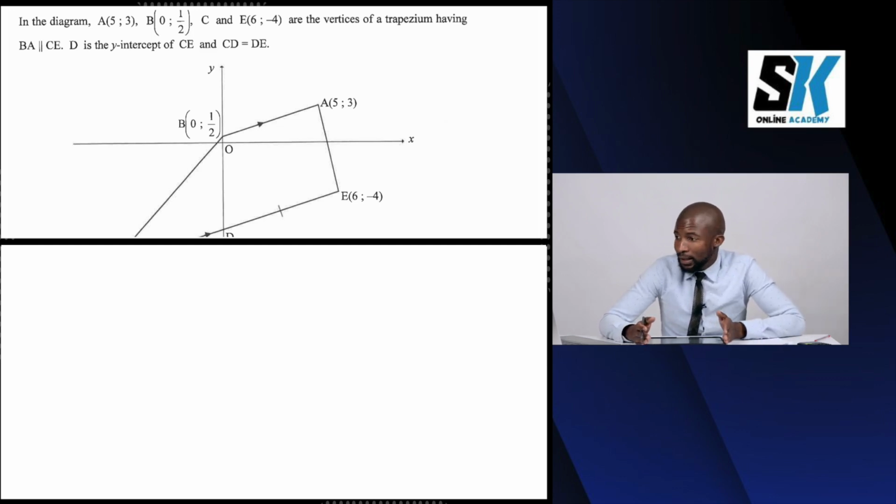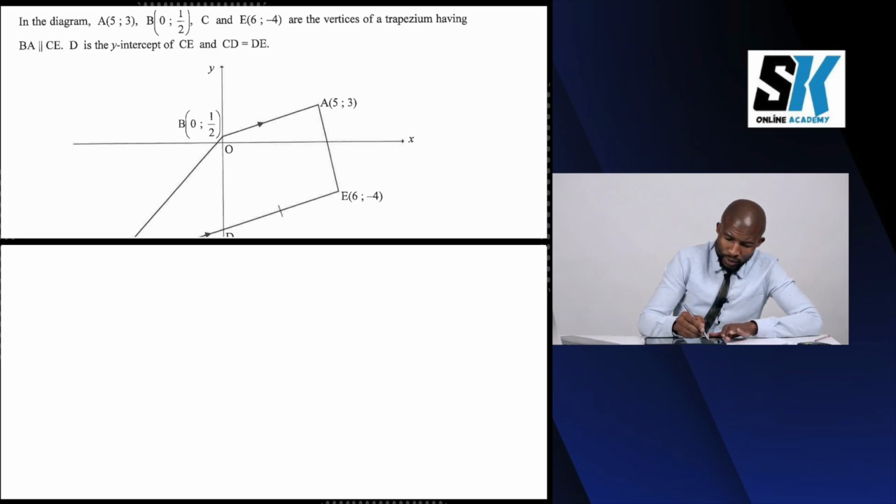In the diagram, A, which is (5; 3) on that Cartesian plane, and B, which is (0; 1/2), and then C and E, where you're given the coordinates of E, which is (6; -4), are the vertices of a trapezium having BA and CE being parallel to one another, which is BA is parallel to CE. Then D is the y-intercept of CE, and they told you that CD is equal to DE.